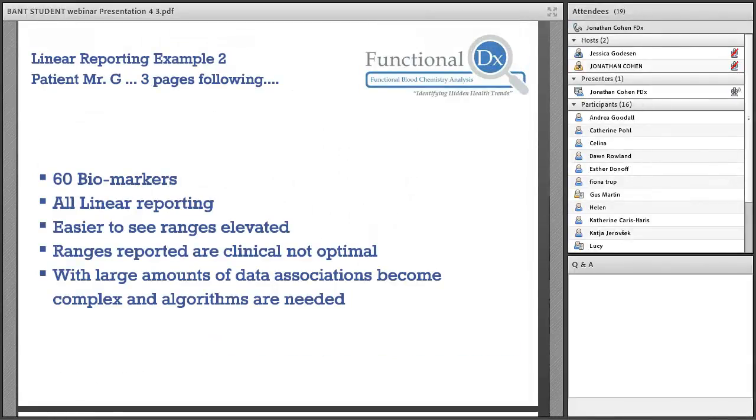The next example is Mr. G, on 3 pages, because he had a very expensive and long test done, 60 biomarkers, again linear reporting. In this one, items out of range that are elevated or depressed are marked in red, and the ranges reported are clinical, not optimal. And you're going to see that with large amounts of data, associations become complex, and you have to have algorithms. You have to have ways of arranging the data together.